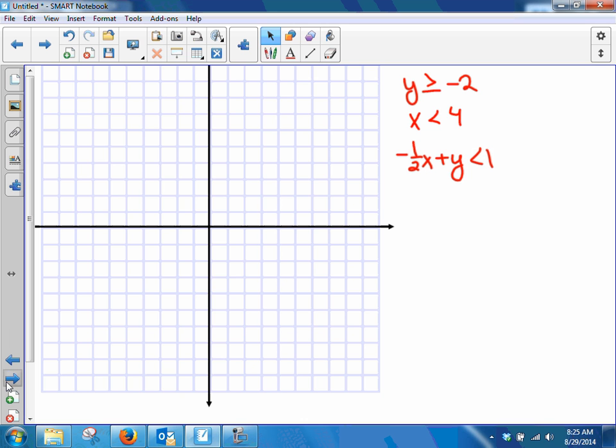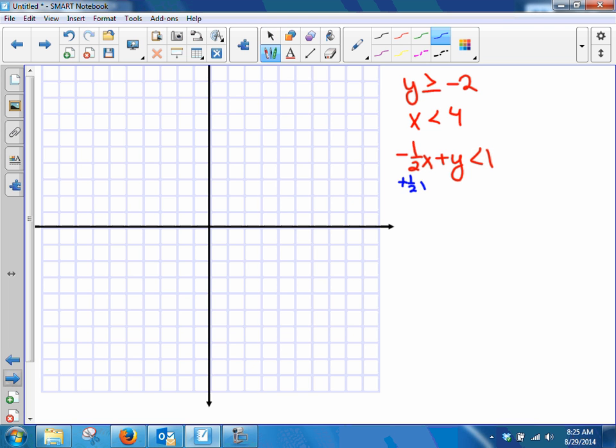Y is greater than or equal to -2. X is less than 4. And then you have -1/2 x plus y is less than 1. What's easier to graph it? Slope-intercept form or standard form? Slope-intercept form. Now, what is this last one in? That's in standard, yep.